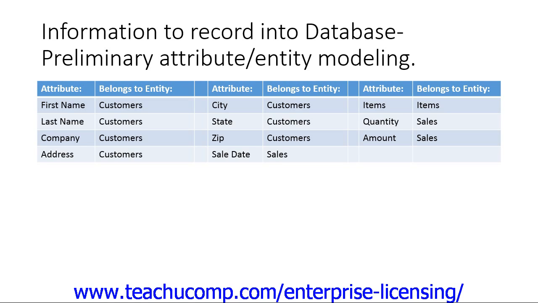Let's take a look at a preliminary model of the sales database from the prior example. So first, make a listing of the various pieces of information that you want to record. These become the attributes of the various entities. Next, try to find what entities these attributes describe and list those too.